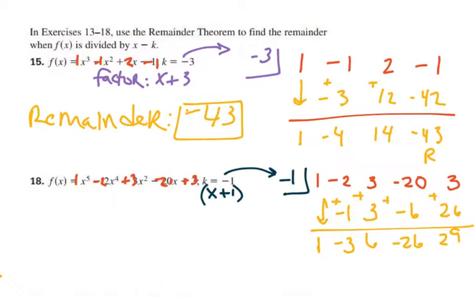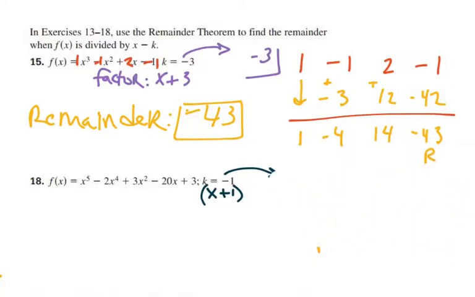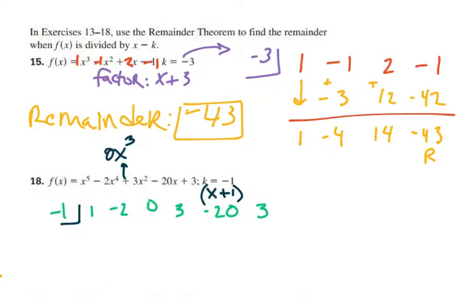I'm missing something. Yep, missing something because it turns out that I am missing the power of 3 here. Wow. Lame, I thought I checked it, but I didn't. So there's a 0x to the third in there that's making this not possible. Alright, so I'm going to do it over here because I have one more term and I don't think it's going to fit. So we have a negative 1 up here and then all of the coefficients. So 1 for the power of 5, negative 2 for 4, 0 for the power of 3, 3, negative 20, and then 3. Okay, so now it's going to work because we have all the powers taken care of.